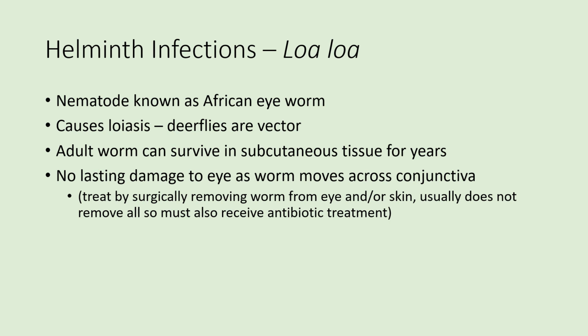Helminths. Helminths are worms, different types of worms. The loa loa is a nematode. It's also known as African eyeworm. It causes loiasis. Deer flies are going to be the vector.